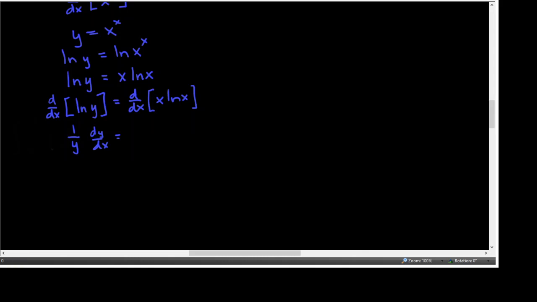Anyway, since x ln of x is a function of x, we follow the regular derivative rules because we're differentiating with respect to that same variable x. And that's a product, so I'm going to use the product rule. First function times the derivative of the second one plus the second one times the derivative of the first one.